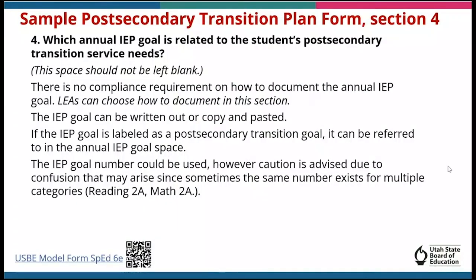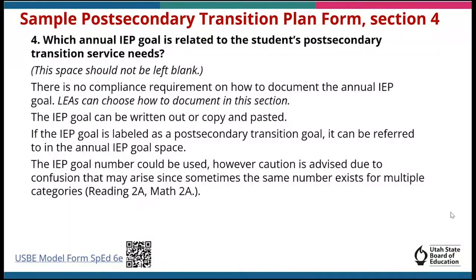This is a snapshot of the USBE Model Transition Plan form along with a link and QR code to the form. The verbiage reminds you what is required in an annual IEP goal. The space on the form is left blank. Each LEA determines how to answer this question. The IEP goal can be written out or copied and pasted.